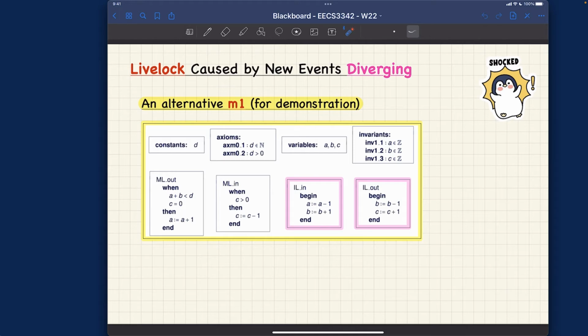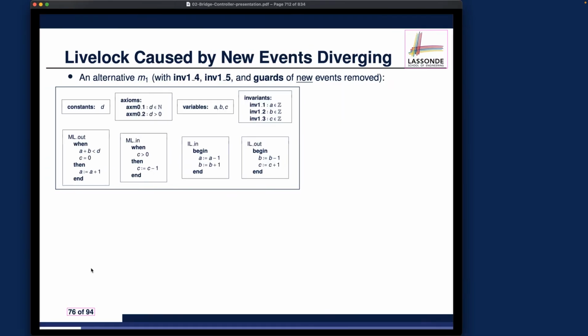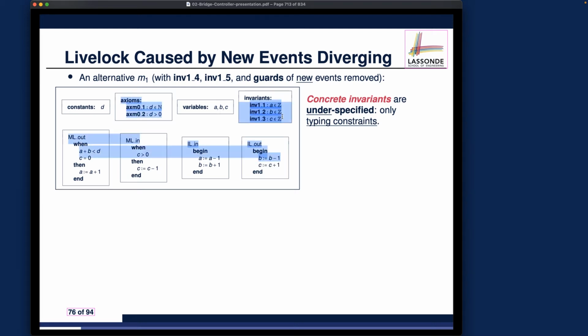So let me go over the bullet points for the exercises, and I will put some annotations. Concrete invariants over here, invariants 1, 2, and 3, are only specifying the typing constraints for A, B, and C, just saying A, B, C are simply integers. I even changed the type from natural number to integer, just so that I can demonstrate the Livelock later. Anyway, they are simply integers, simply typing constraints and nothing else.